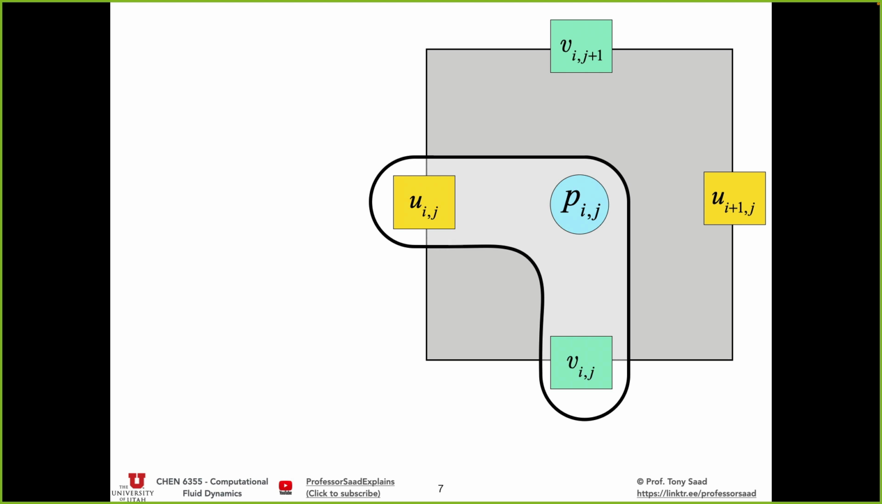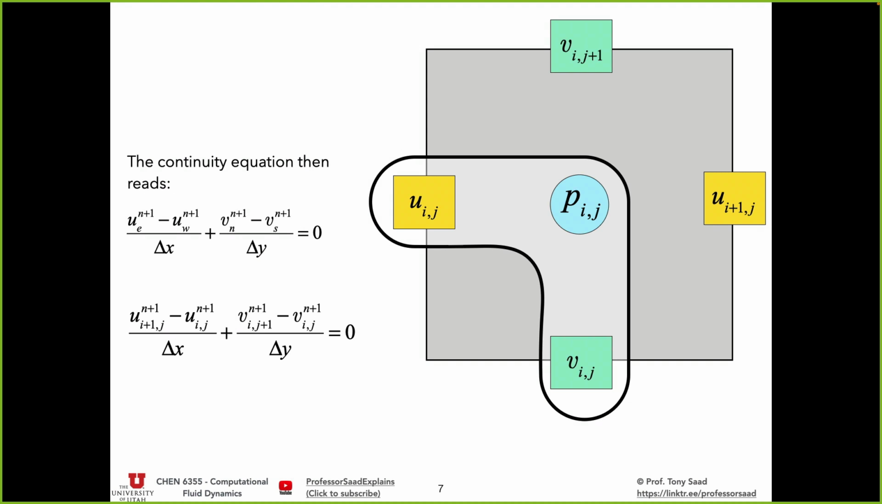So this is our control volume. And then finally, our continuity equation reads, at some arbitrary control volume ij: u east minus u west plus v north minus v south. It's really u_{i+1} minus u_i plus v_{j+1} minus v_j, over delta y, equal to 0. So that would be our continuity equation. We will convert that into a pressure equation later, but I needed to figure out the indexing now, okay?